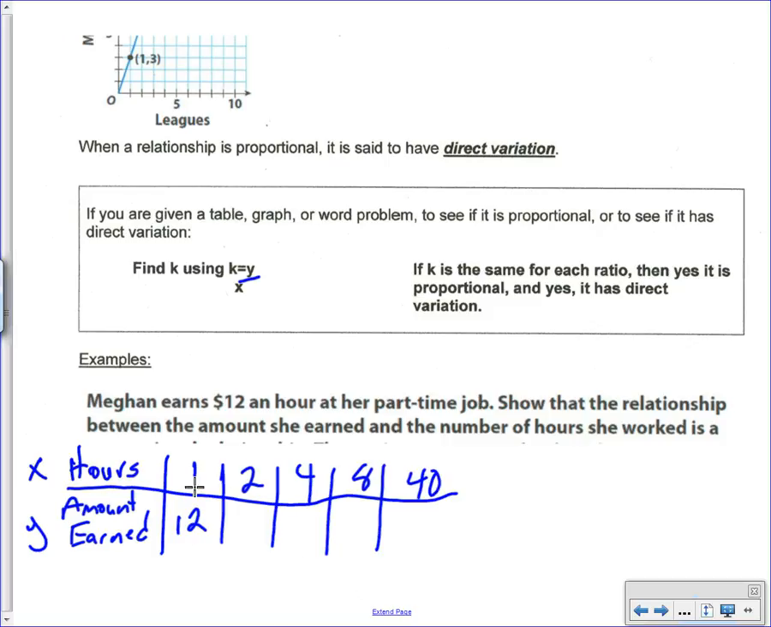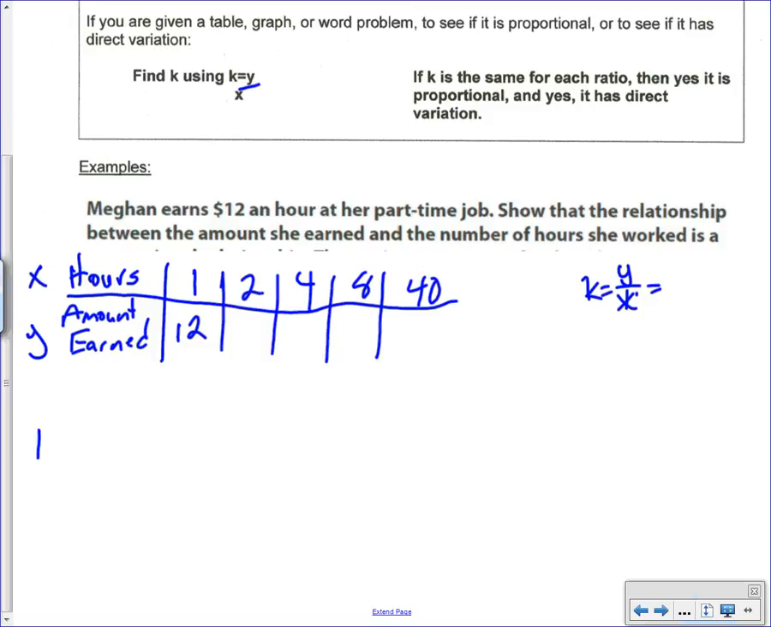Okay, so what is our constant of proportionality here? Well, our constant of proportionality for this is going to be Y over X. K equals Y over X. So in this first one, our Y is 12. Let's put it in here. So K equals Y over X. So for the first hour, that is 12 over 1, which equals 12.